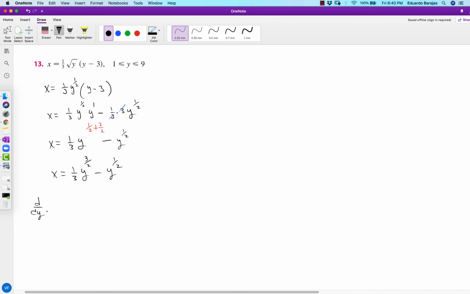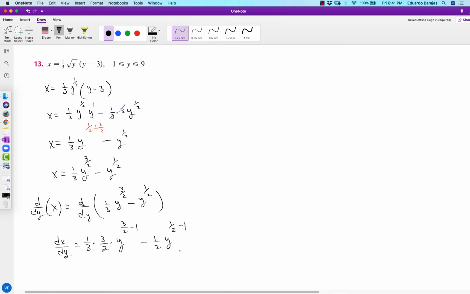So d dy on the left-hand side equals d dy of 1/3 y to the 3 over 2 minus y to the power of 1/2. So dx dy equals this derivative, which will be 1/3 times 3 over 2 y to the 3 over 2 minus 1 minus 1/2 y to the 1/2 minus 1.